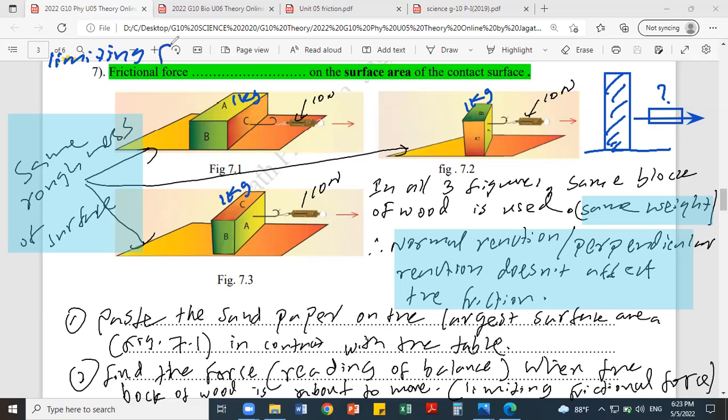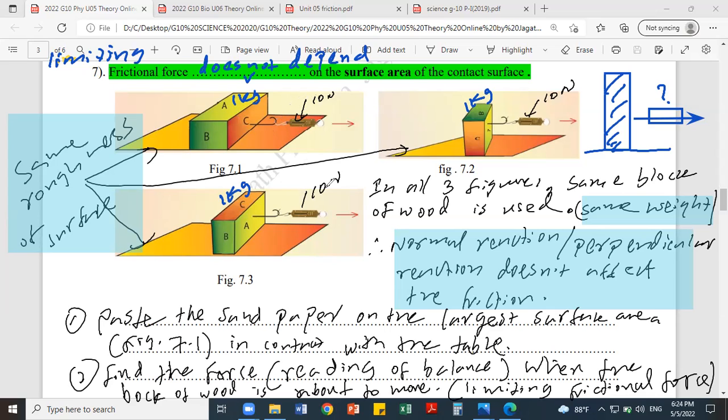Limiting frictional force. I have given frictional force, just write limiting in front of that. Limiting frictional force, depends on the surface area? Does not depend. So right here, does not depend on the contact area. Please complete the blank. Does not depend on the area of the contact surface.